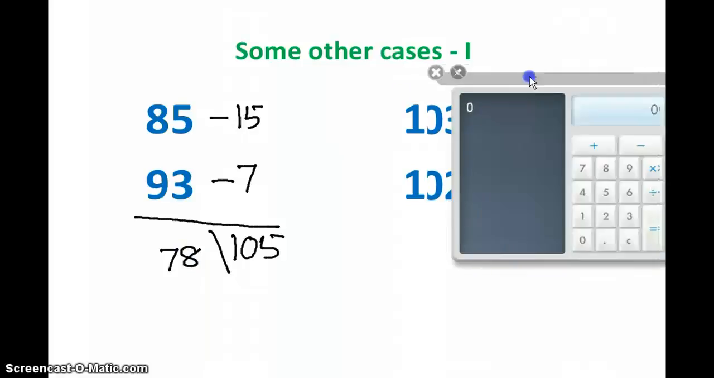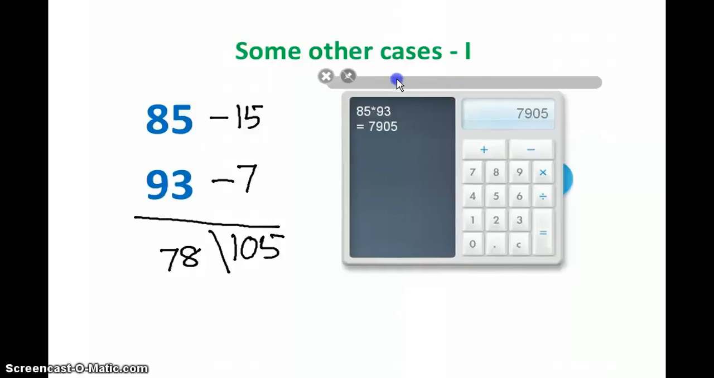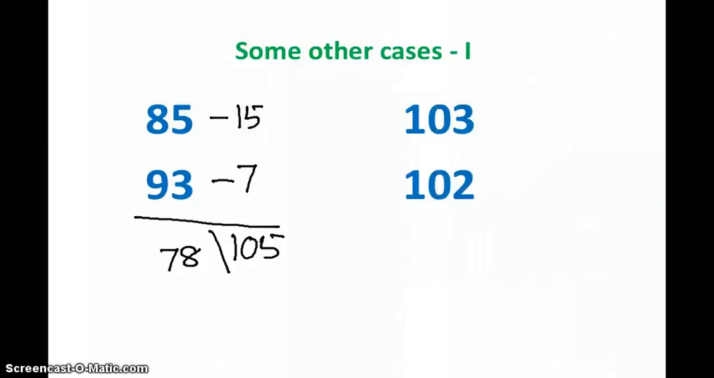Let's check with the help of a calculator. 85 into 93 gives us 7905. So of course our answer is wrong. What went wrong here? What should we modify here?